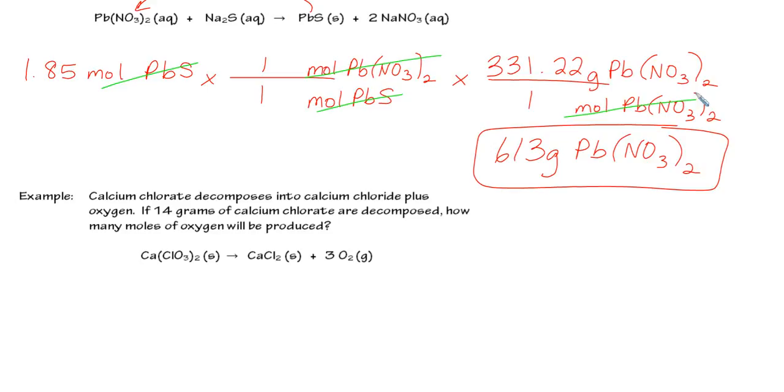Calcium chlorate decomposes into calcium chloride and oxygen. I have 14 grams of calcium chlorate. Exactly 14 grams of calcium chlorate. I want to know how many moles of oxygen can be produced. Excellent. So I want to make a switch from this reactant over to this product.